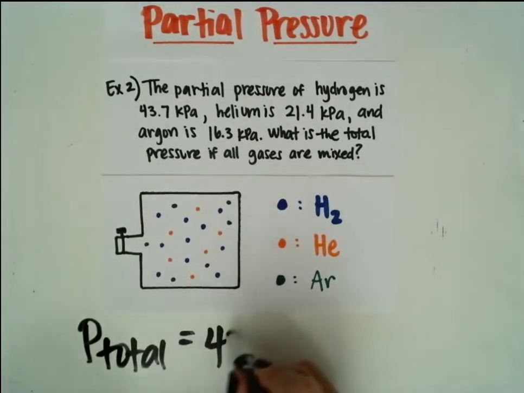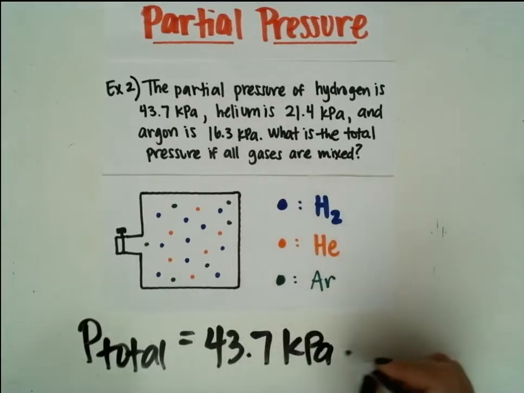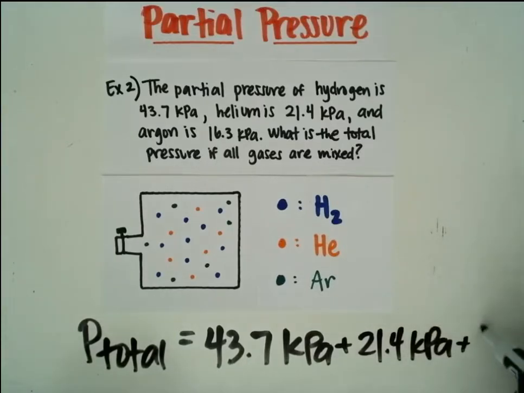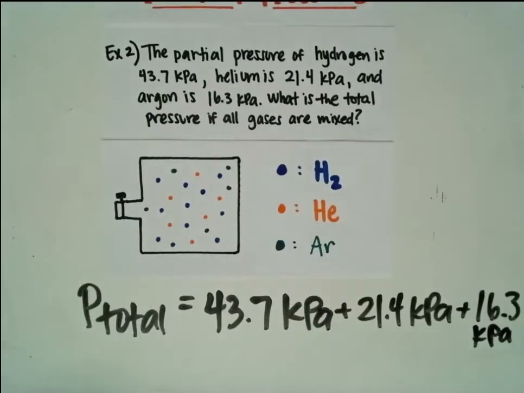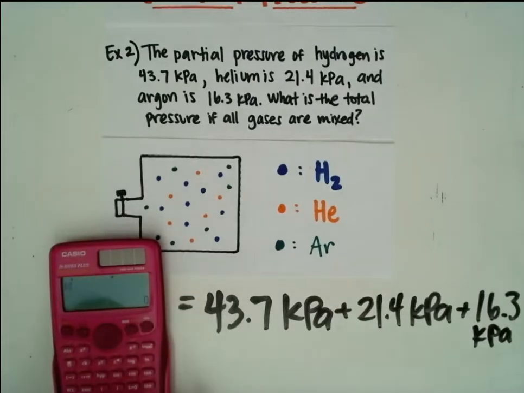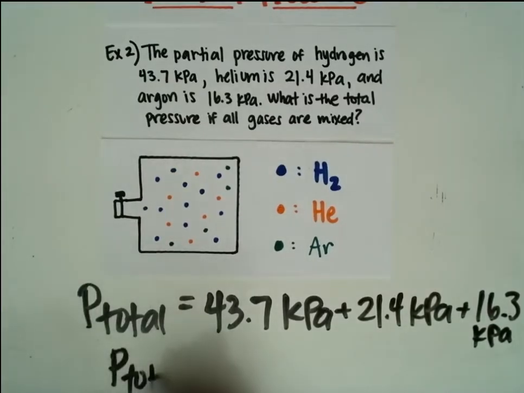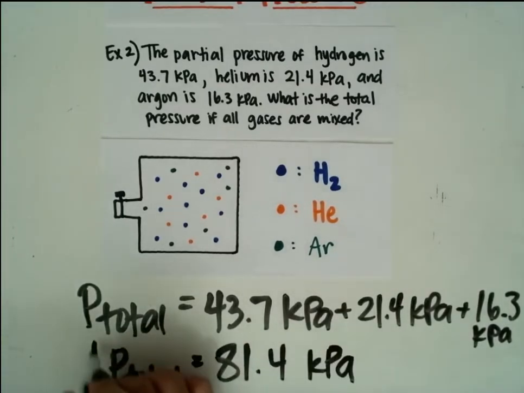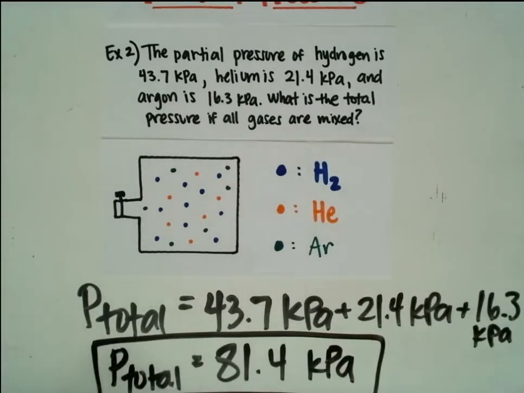Okay, so 43.7 kPa plus 21.4 kPa plus 16.3 kPa. When I add all of these together, 43.7 plus 21.4 plus 16.3, I get 81.4. So the total pressure is equal to 81.4 kPa. One thing that I want to note is if any of these units are not the same, you have to convert them so that they are all the same before you can add them together.